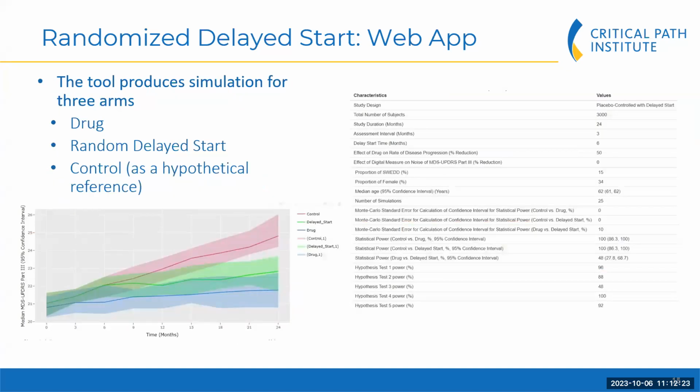The output for the CTS2 shows the trajectory of 3 arms: a hypothetical control arm in red, where no patients switch treatment, the delay start arm in green, and a treatment arm in blue. The output also gives key study characteristics which reflect the user's inputs. From these outputs, a user can assess how well a delay start trial is expected to perform. Users can access details about the inputs, statistical power for comparisons and for individual hypotheses, as well as visually inspect the simulated disease trajectories for the different treatment arms.